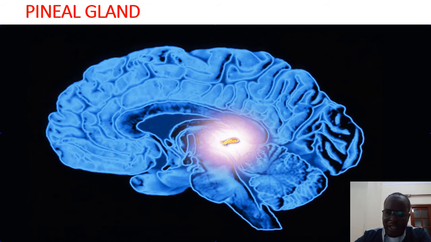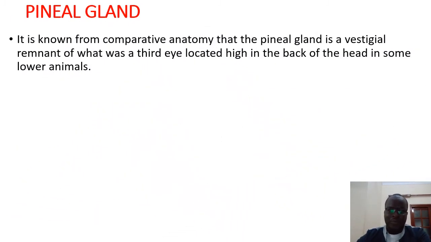Maybe with time there will be a lot of discoveries by scientists, and then we'll understand the function of the pineal gland. But what we know so far, it is known from comparative anatomy that the pineal gland is a vestigial remnant of what was a third eye located high in the back of the head in some lower animals. So in some lower animals, it was believed that the pineal gland was supposed to be the third eye at the back here, higher in the neck region, or the head itself.